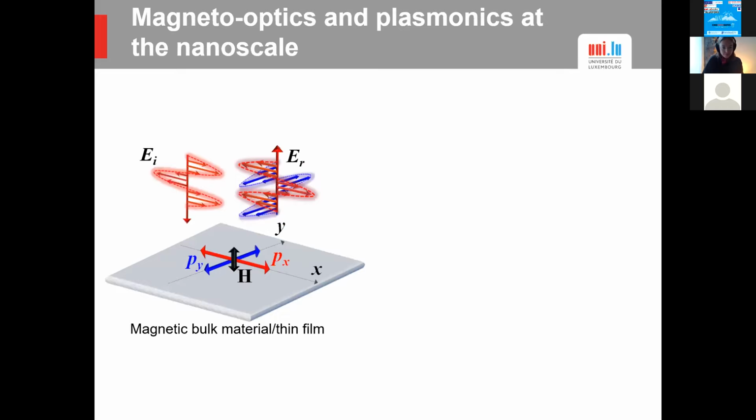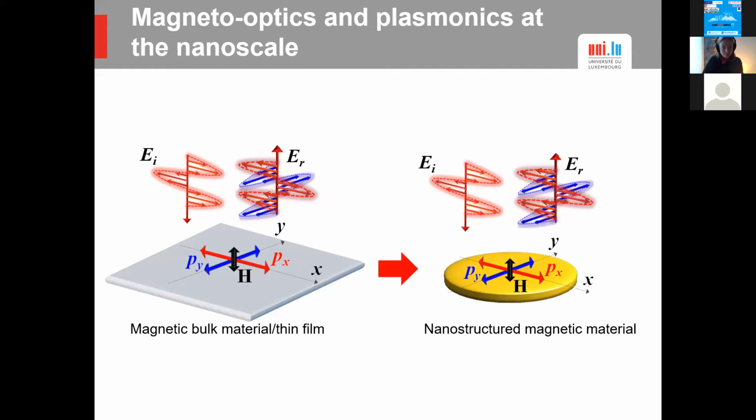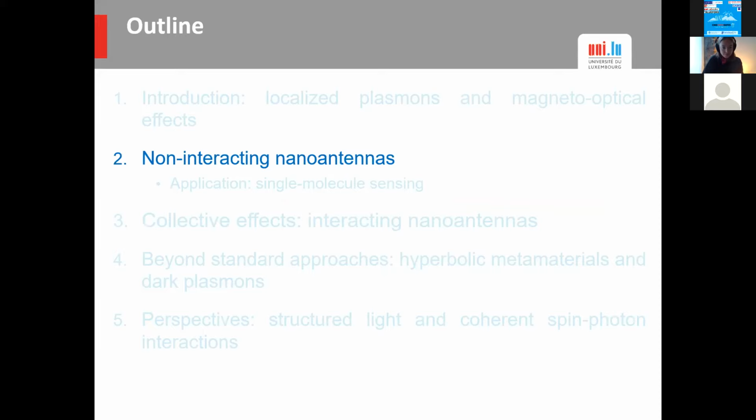So the main idea here, the main concept that you should now focus on, is what happens when we pass from a magnetic bulk material or thin film to a nanostructured magnetic material. So we might expect similar effects. So now let's just consider non-interacting nano antennas.